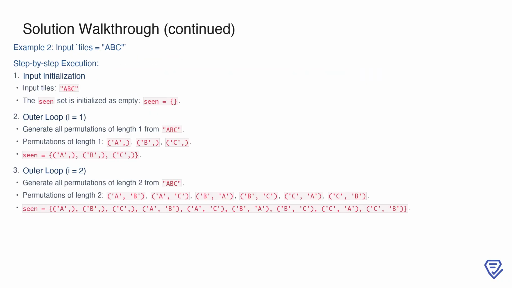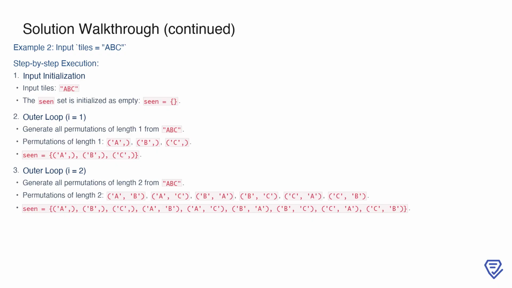Now, let's analyze the input tiles equals ABC. We begin by initializing the scene set to store unique permutations. For permutations of length 1, we generate a, b, and c. These are all unique, so we add them to scene. At this stage, scene contains a, b, and c.